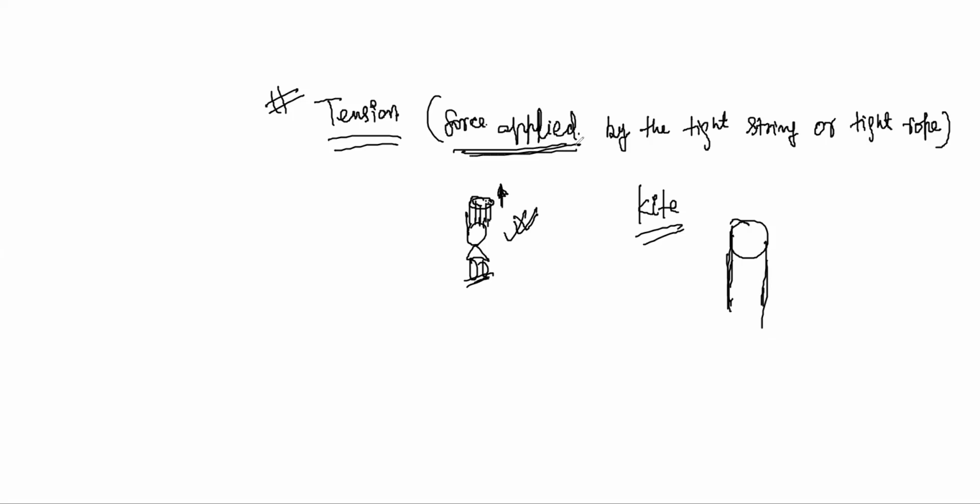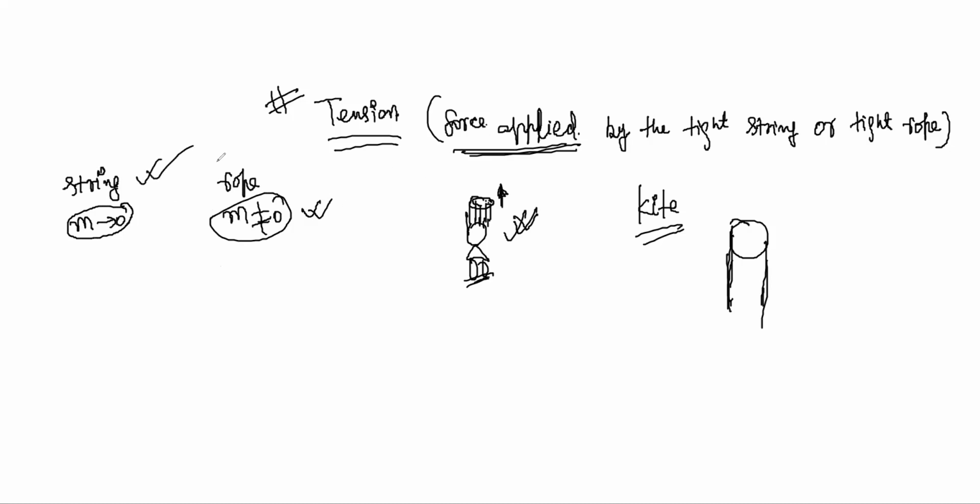What is the difference between a string and a rope? I'm using two words, string and rope. Mass of a string tends to zero. Mass of a string is approximately zero, and the mass of a rope is not equal to zero. Is this okay? Mass of a rope is non-zero; a rope has a considerable mass. It is not equal to zero. Is this okay?